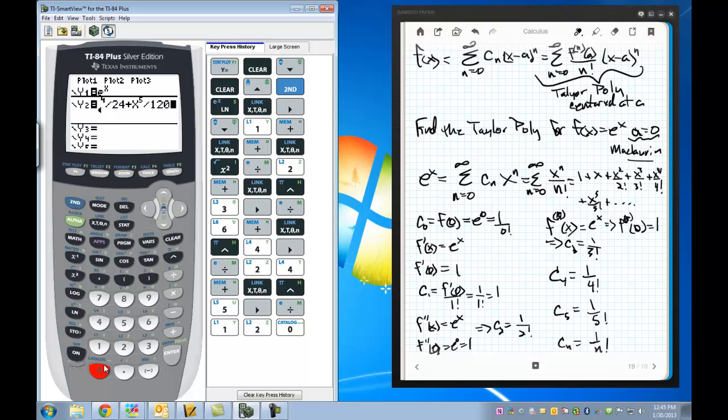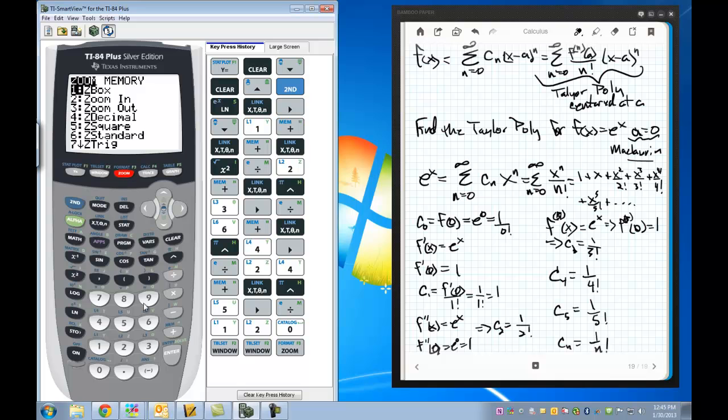Let's see how close we get. All right, I may have to throw some extra ones in there. Remember, my window was tweaked from last time, so let's look at our window. Let's go to zoom standard, which is zoom 6, and we'll see what happens. So here comes e to the x, and here comes the other function. Now, look at that. That's crazy, huh?